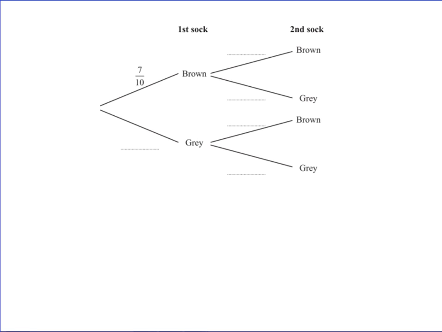10 socks in a drawer, 7 brown, 3 grey, take 2 socks from the drawer at the same time. Complete the tree diagram. So 7 out of 10, 3 out of 10. If you've picked 1 brown, then you've only got 6 brown left out of 9. You've still got 3 grey left, but only out of 9. If you've picked a grey, then you've only got 2 out of 9 left here, and you've still got 7 out of 9 brown.